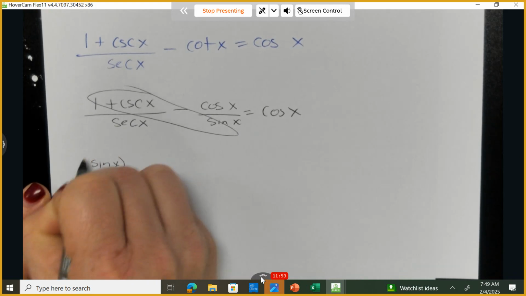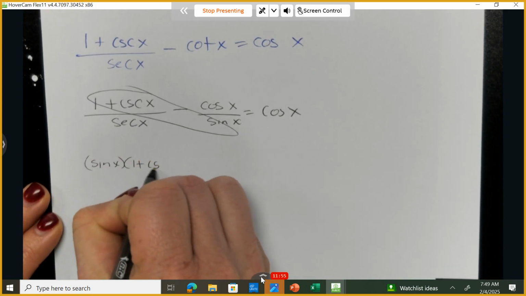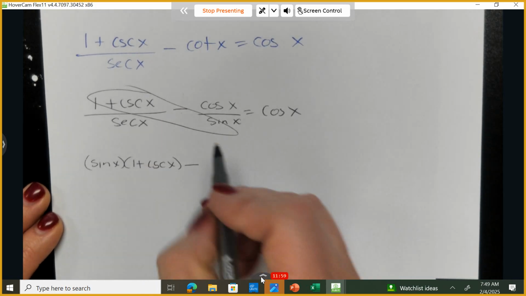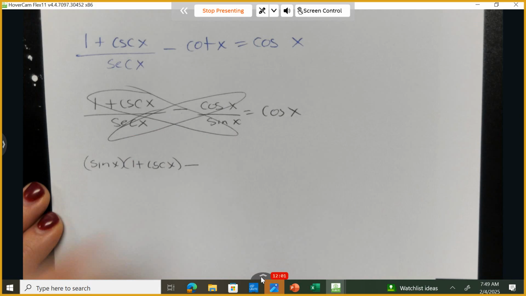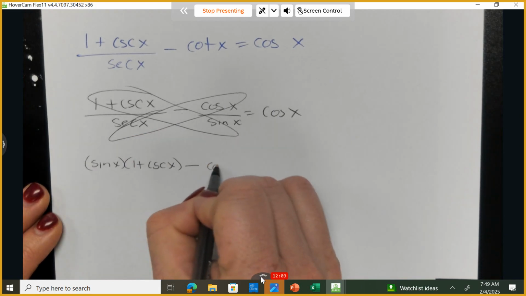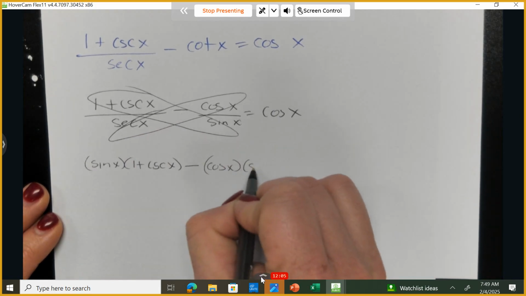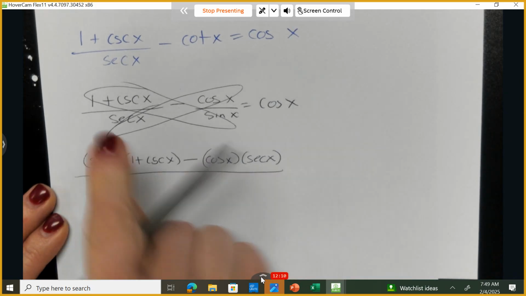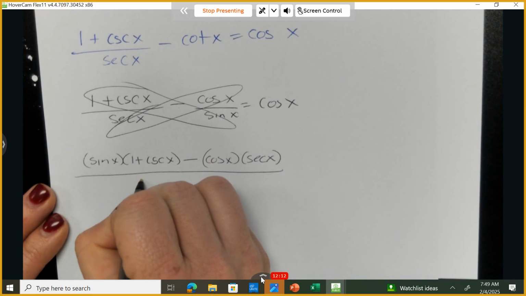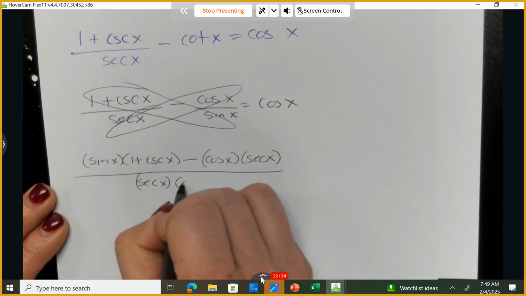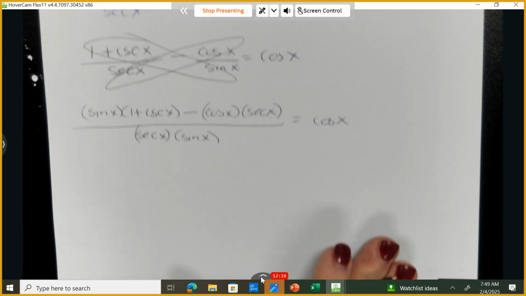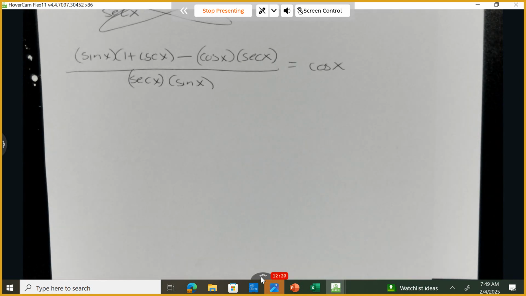I'm going to take the sine of x times the quantity 1 plus the cosecant of x. Then I drop down the symbol that was in between these two terms, and I do the second group, which is the cosine of x times the secant of x. Don't forget, on the bottom you multiply the two denominators, which is the secant of x times the sine of x. Eventually, I want to prove that this equals the cosine. That's my goal. So how can I simplify this?